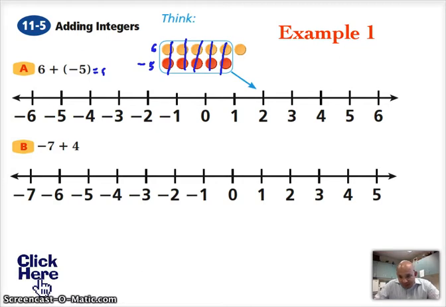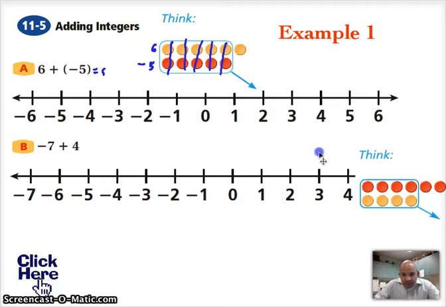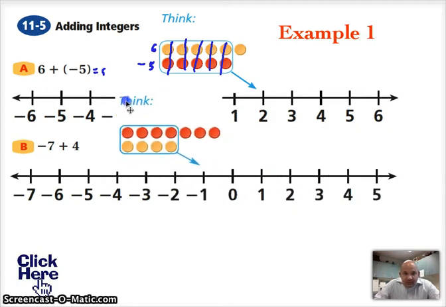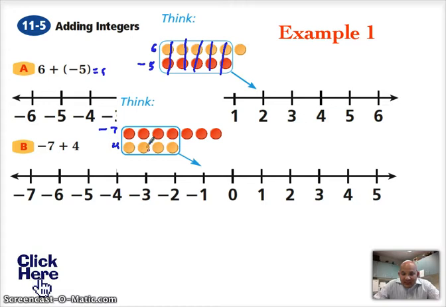In the same vein, we can take negative 7 and 4, and here we've got negative 7 on top, 4 on the bottom, the red indicating the negative integers, and we pair them off too, zero pairing. 1, 2, 3, 4, and we're left with 3 negative chips.